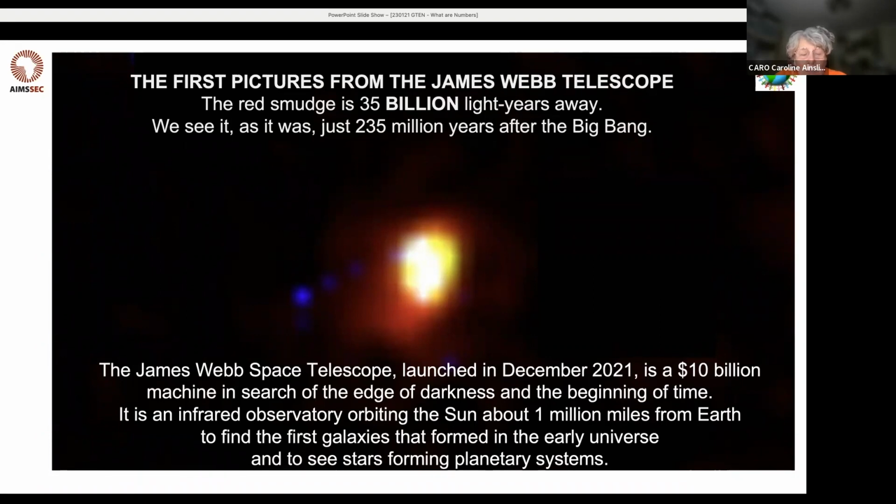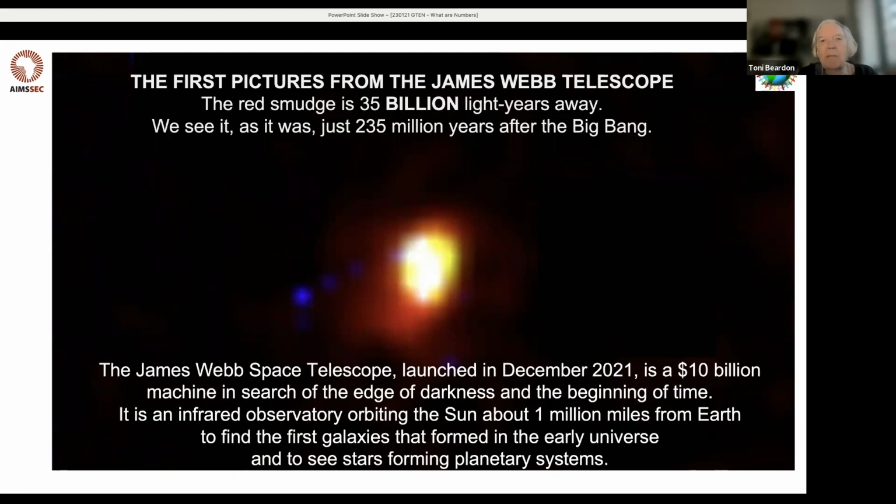It's an infrared observatory. It's orbiting the sun. It's about 1 million miles from Earth, and it's got protection to not get burned up by the sun. And it's there to find the first galaxies that formed in the early universe and to see stars forming in planetary systems. And this is fascinating.